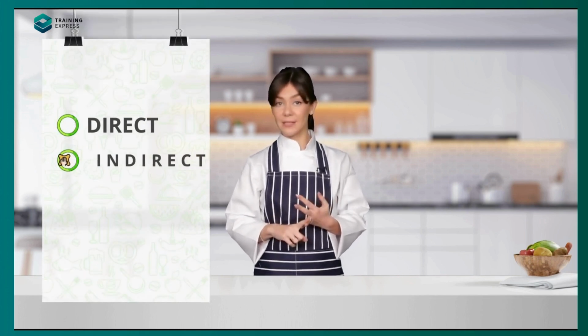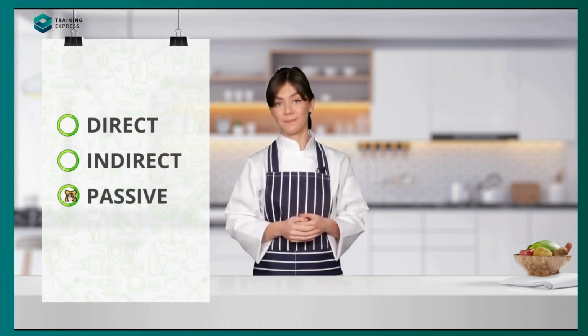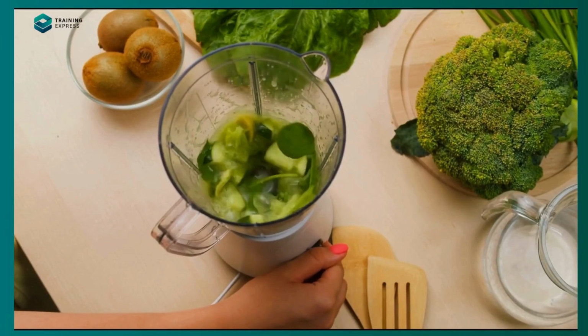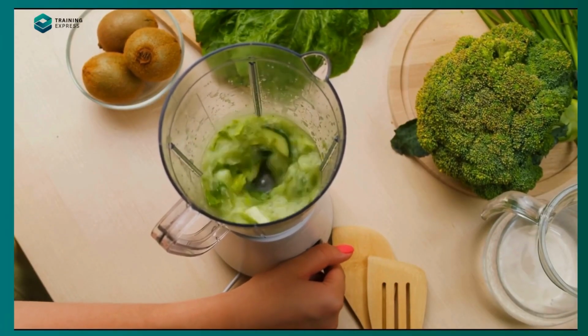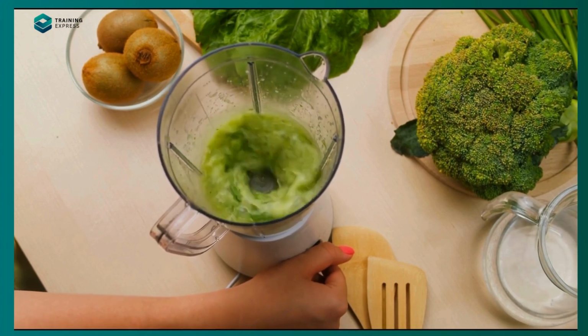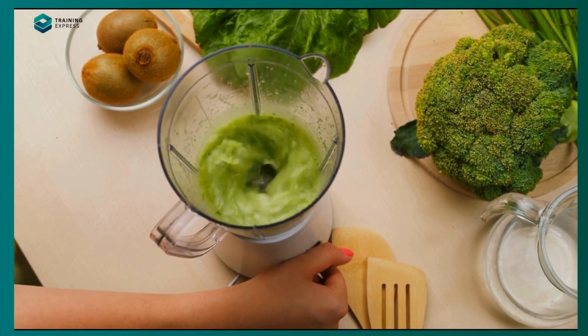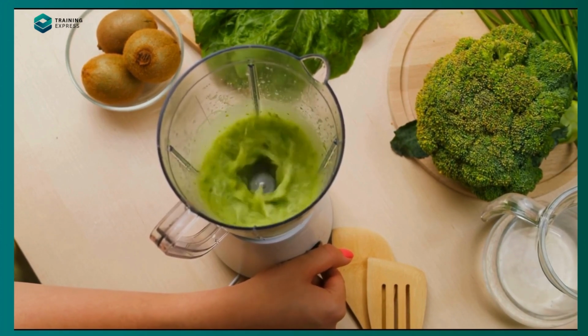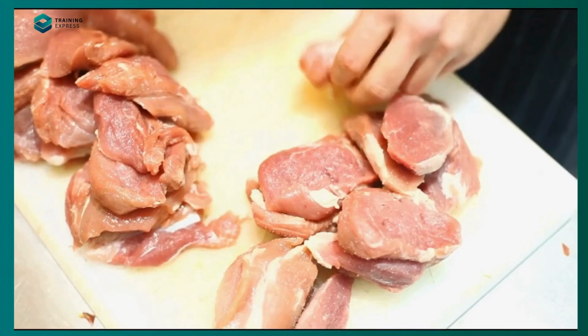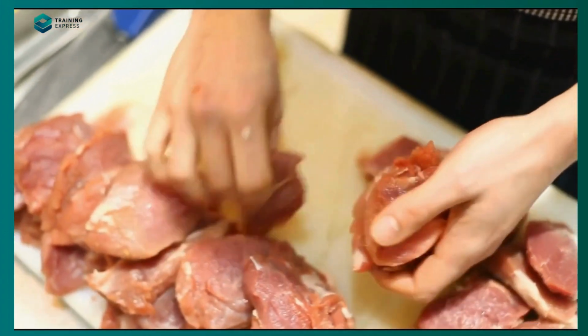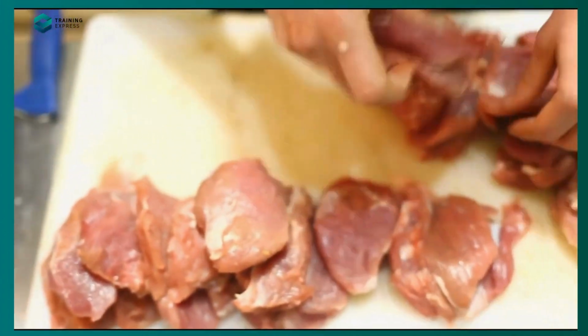So, how do contaminations occur? Well, contamination occurs by 3 main methods: direct, indirect, and passive. Direct contamination occurs when one type of food touches or drips onto another type of food, which may be raw or cooked. This most commonly happens when juices from raw meat or dirty objects touch cooked or ready-to-eat foods.